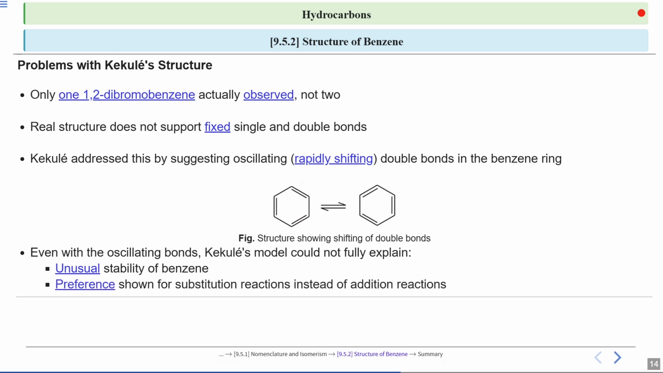And second, it shows a preference for substitution reactions instead of addition reactions. You know, addition reactions were very specific to double bonded and triple bonded carbon. But here, I would say, the proneness to addition reactions was not seen in the case of benzene.